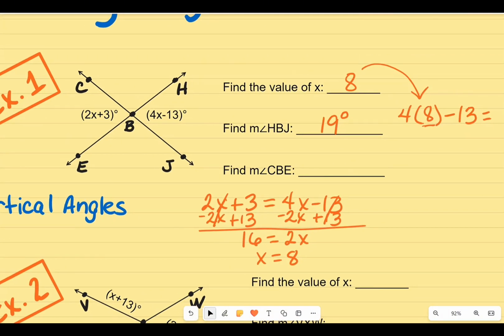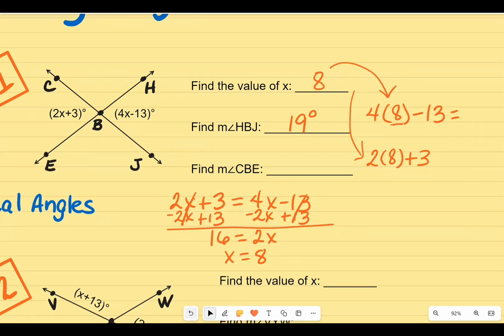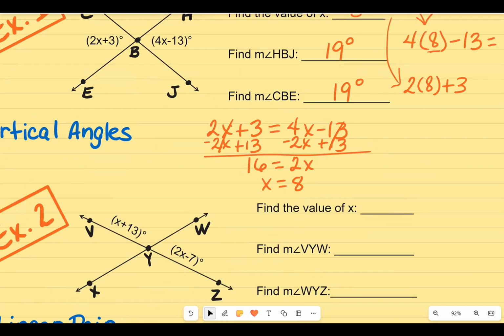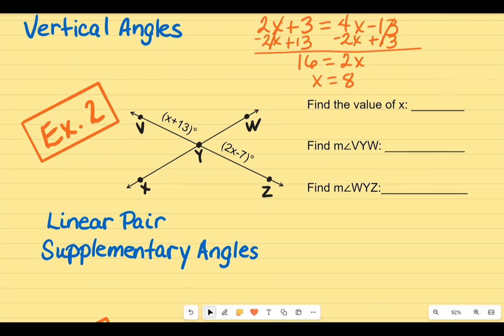But let's test it. For angle CBE, we see that we have an expression 2x, and we're going to replace that x with 8. Again, it's coming from there. And then we're adding 3 based off of what was given to us. Once we simplify that out, 2 times 8 is 16. 16 plus 3 is in fact 19. So we see that, yes, those were vertical angles. So now on to example 2.